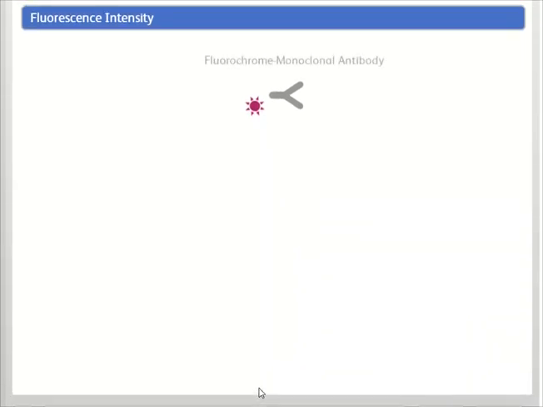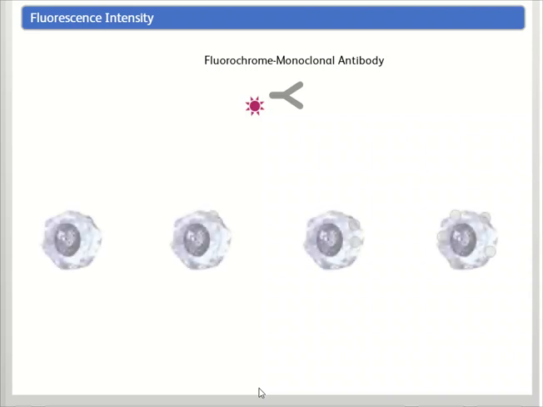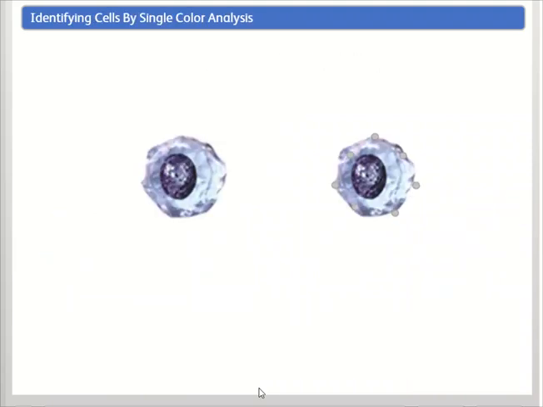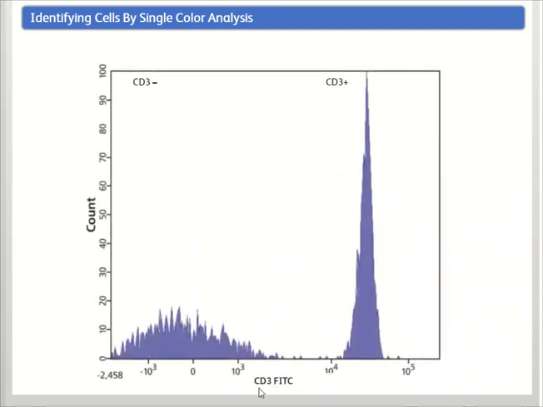Fluorochromes are often bound to monoclonal antibodies to enable cellular identification. The more binding sites or markers on a cell for a particular antibody, the brighter the fluorescence intensity, and the higher on the fluorescence intensity scale the data appears.